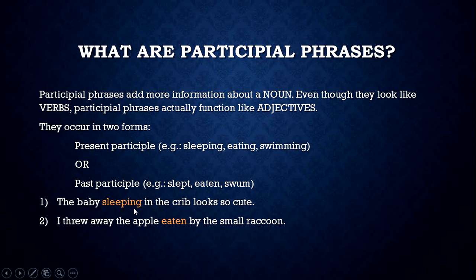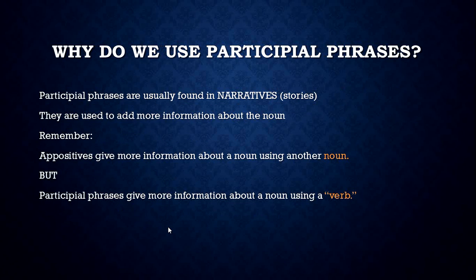So notice here, even though I have an ing form of the verb, it's not in progressive form. And here, it's not in either present perfect or passive form. Participial phrases are normally found in narratives or stories. Again, they're used to add more information about the noun.